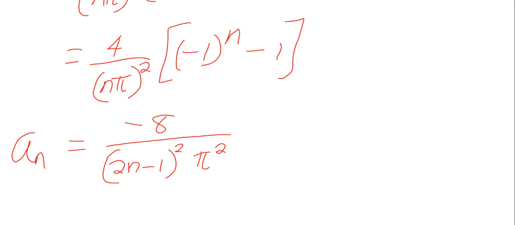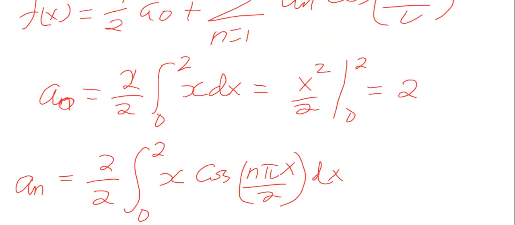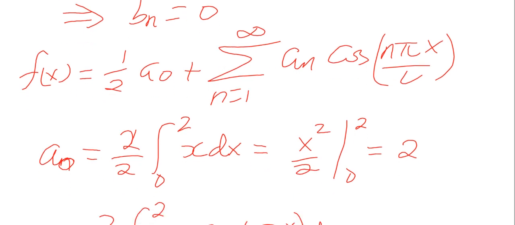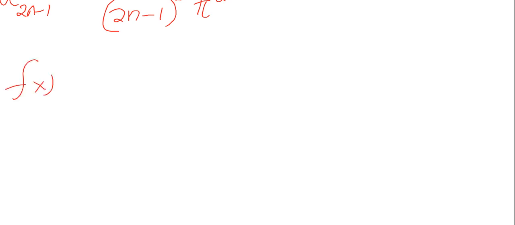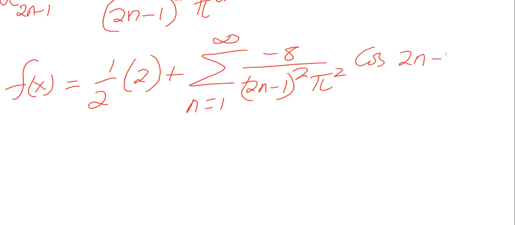This is the value of a_n. In this case, we shall write the coefficients a_(2n minus 1), because we only have the odd coefficients. So we had the series here. a naught is 2, and a_n we have it here. So now the series we can write, f of x is equal to a half times 2 plus the sum from n equals 1 to infinity of minus 8 over (2n minus 1) squared pi squared, then cosine of (2n minus 1) pi x divided by 2.